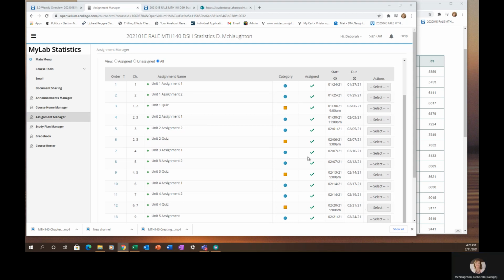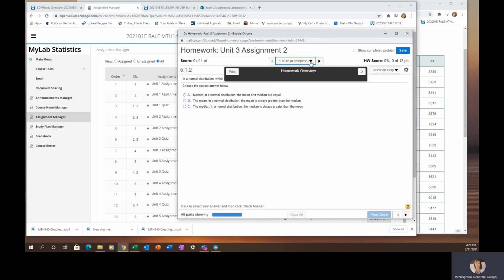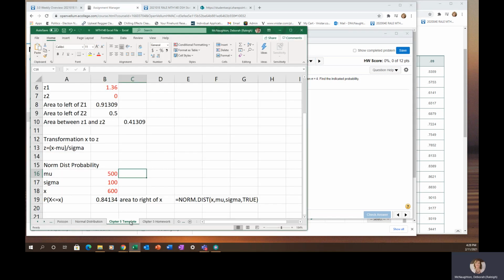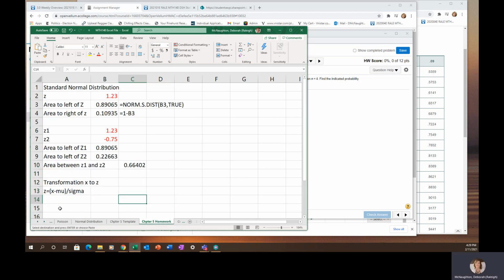Numbers 5 and 6. So let's go ahead and look at those. All right, so number 5. Assume the random variable x is normally distributed with mu 87 and standard deviation 4. So let me do this again. So let's just copy this over into our chapter 5 homework.